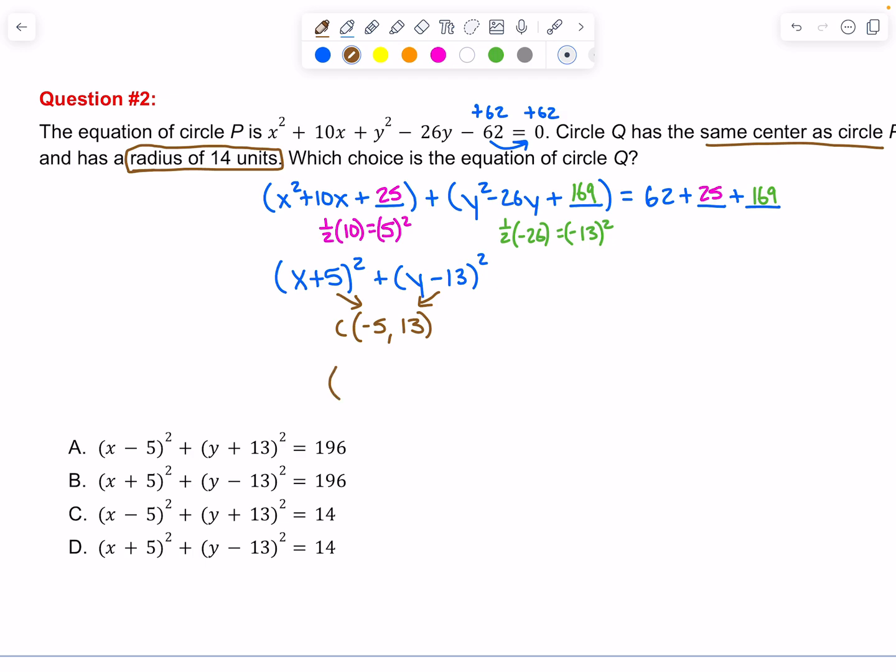So we're going to write (x + 5)² + (y - 13)² = r², so 14². And so we know 14 would not work because that's just the radius. We need to square it. And then we have x plus 5 and y minus 13, so A would not work either. It had to be B.